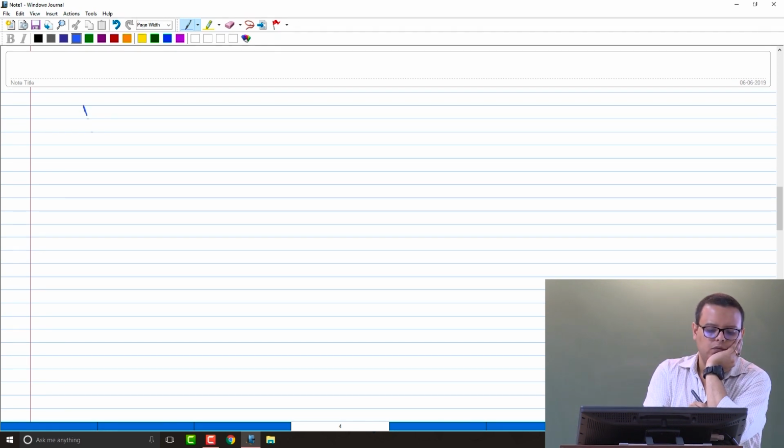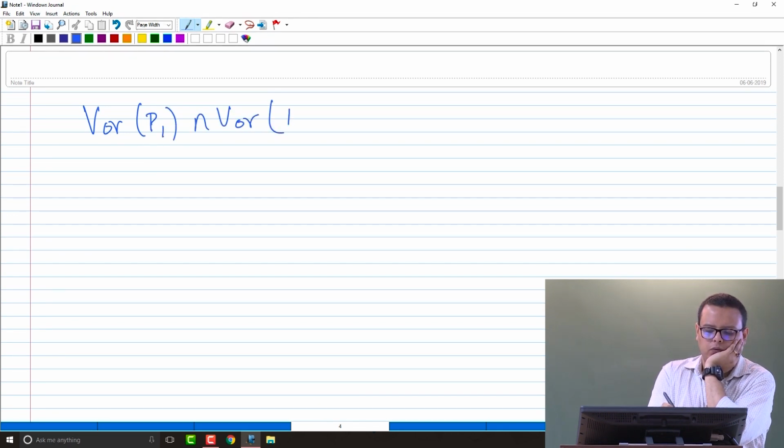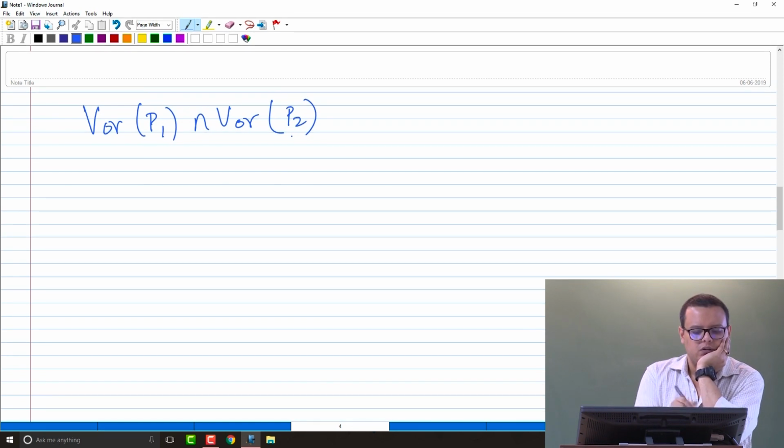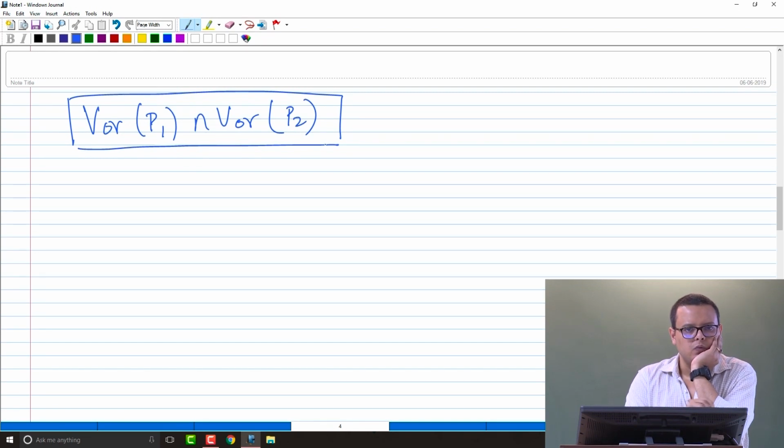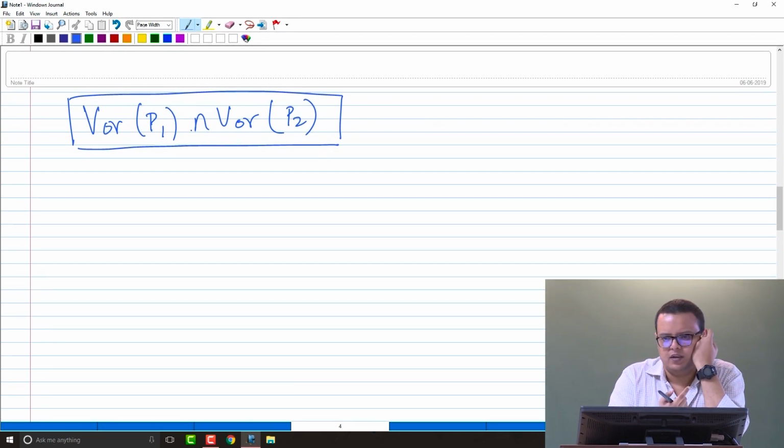So let's say Voronoi of P1 intersection Voronoi of P2. What does this polyhedron say? Does it have some interesting property, like the points contained in this polyhedron? What is the interesting property that the points in this polyhedron have? This includes those points that are equidistant from P1 and P2. Similarly, all the faces that I have included encode these.